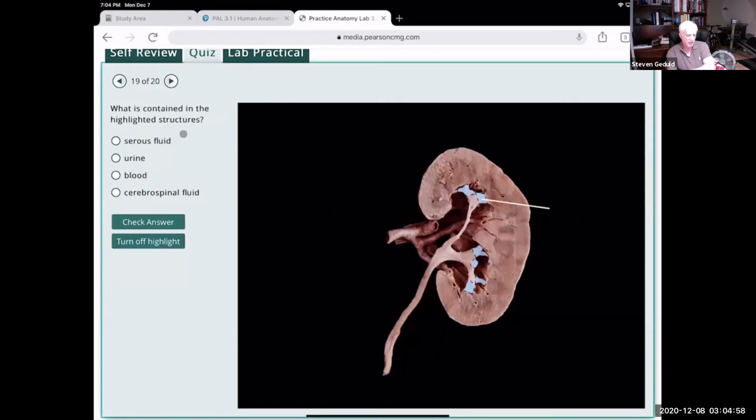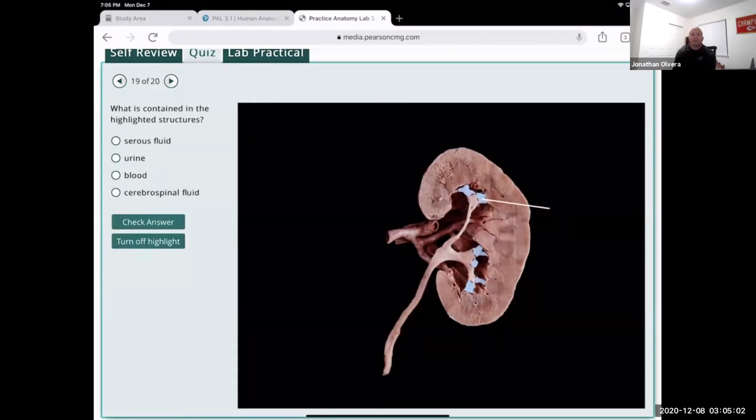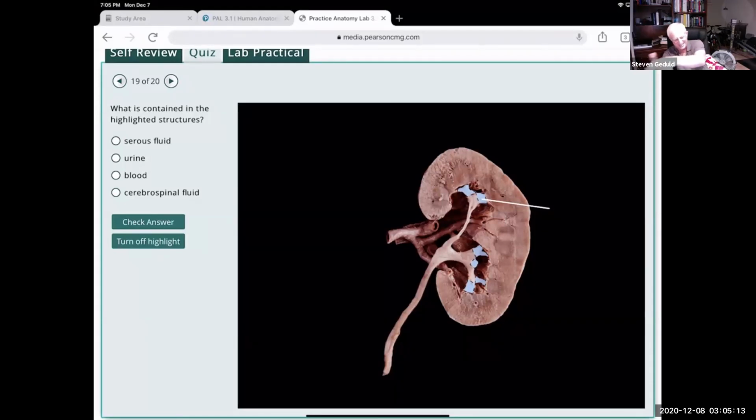What is contained in the highlighted structures? What are the highlighted structures? Minor calyces. Okay, so what's in the minor calyces? Human stuff. I don't know. What flows out of the kidneys? Urine.